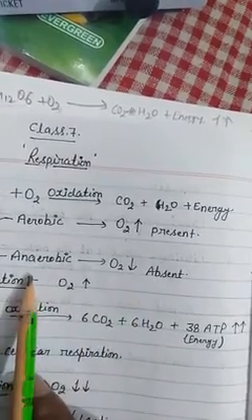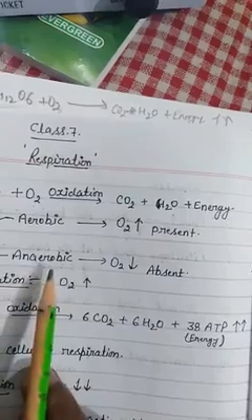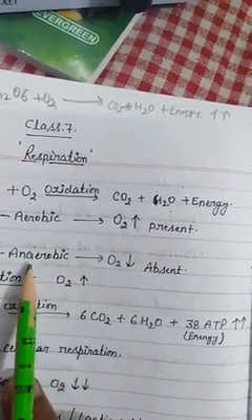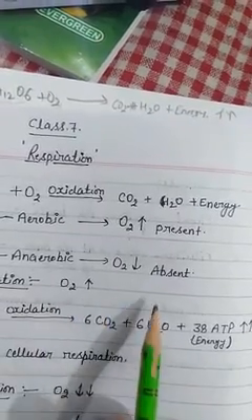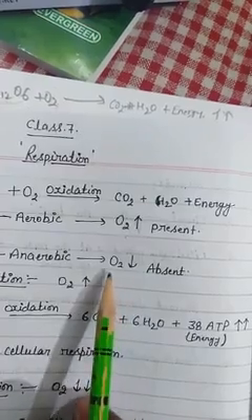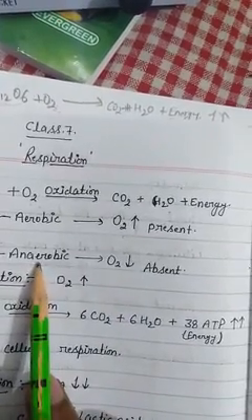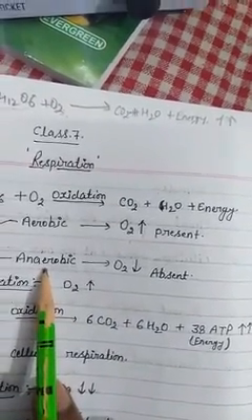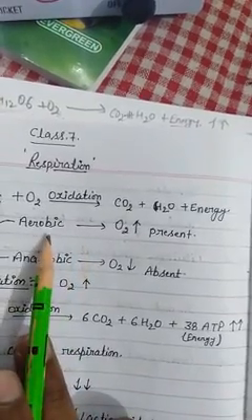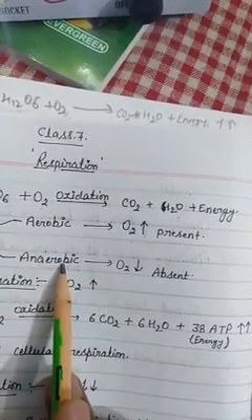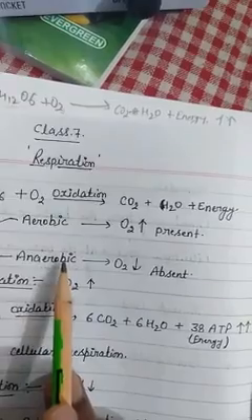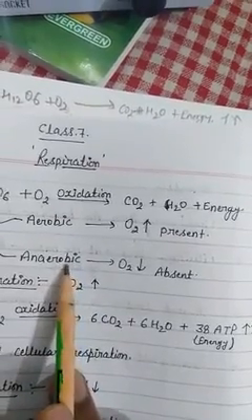So what will be the definition of anaerobic respiration? The respiration which occurs in the absence of oxygen is known as anaerobic respiration. So what you understand is: aerobic means the respiration takes place in the presence of oxygen, and anaerobic respiration means the respiration takes place in the absence of oxygen.